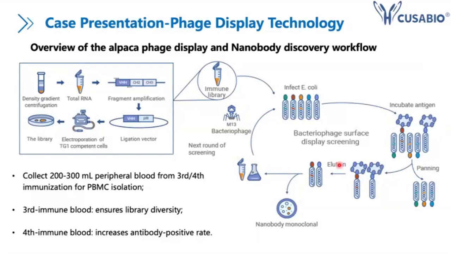This is the overview of the discovery workflow for this technology. For the library, we do the immunization, and then we collect the third immune blood and the first immune blood samples, not only to ensure the library diversity, but also to increase the antibody positive rate. Then we start from this immune library and use the technology to screen the candidates.